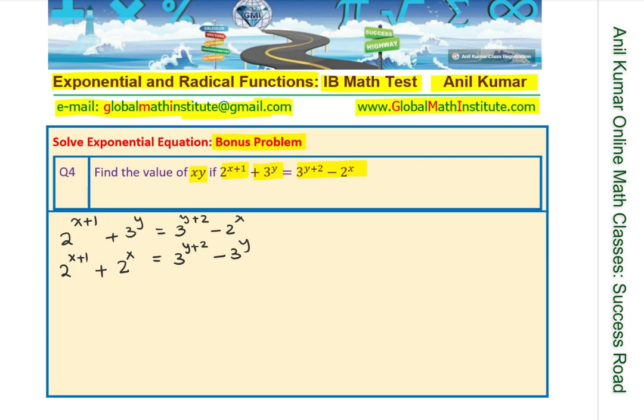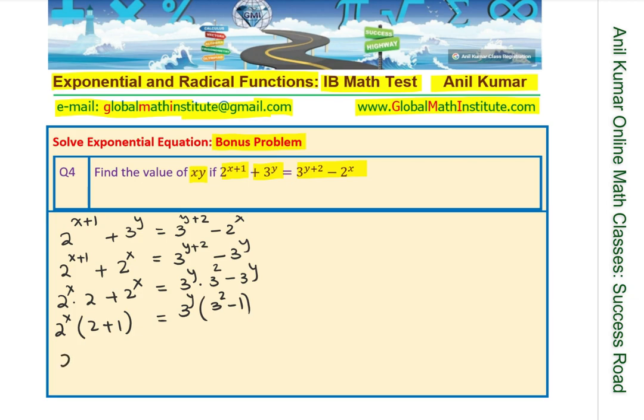Now this really means it is 2 to the power of x times 2, plus 2 to the power of x. And here we have 3 to the power of y times 3 squared, minus 3 to the power of y. So you can take 2 to the power of x common, so you're left with 2 plus 1 here. And here you can take 3 to the power of y common, so you're left with 3 squared minus 1. That is 9 minus 1, which is 8.